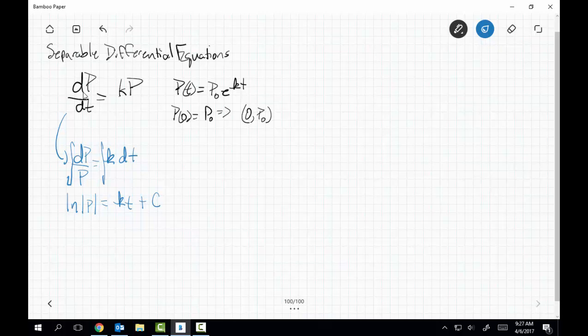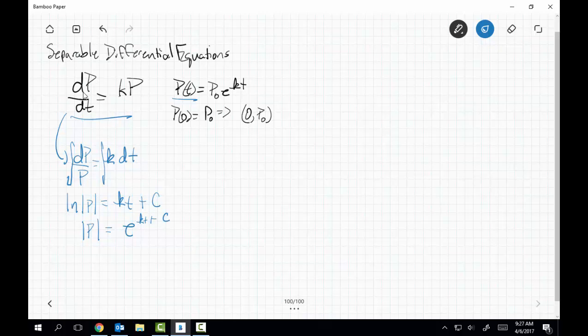Now, this absolute value is going to give you guys some fits, but don't panic. I want to show you something. Remember, at the end of the day, I'm trying to solve for p because the solution to this differential equation is p of t. I want p all by itself. So I know the absolute value of p is going to equal e to the kt plus c.